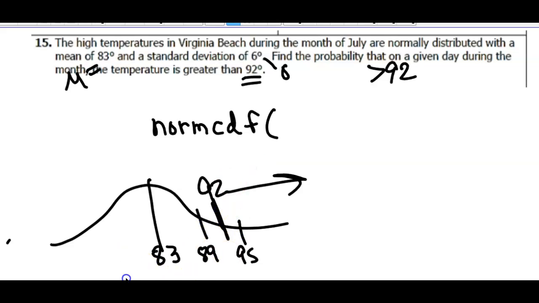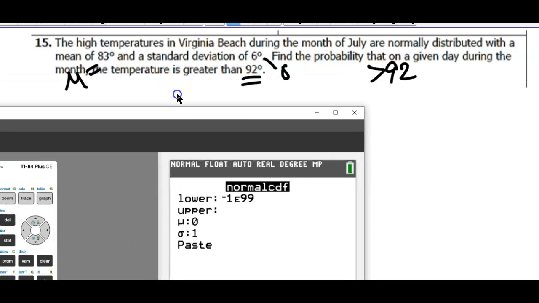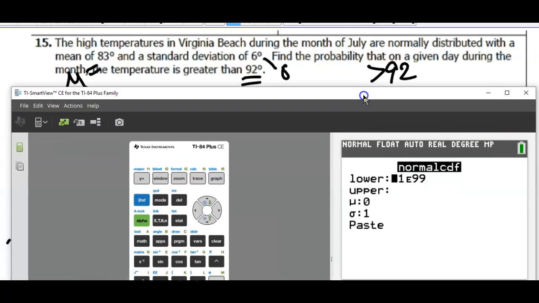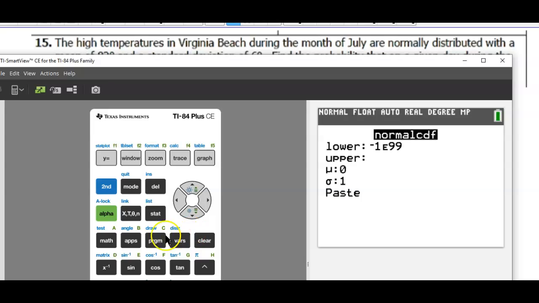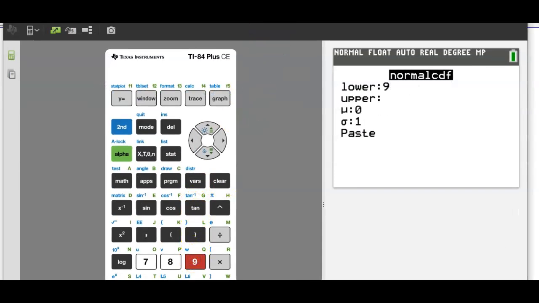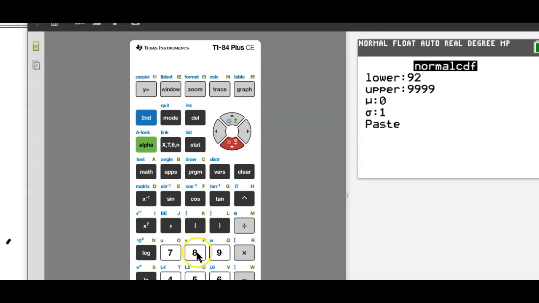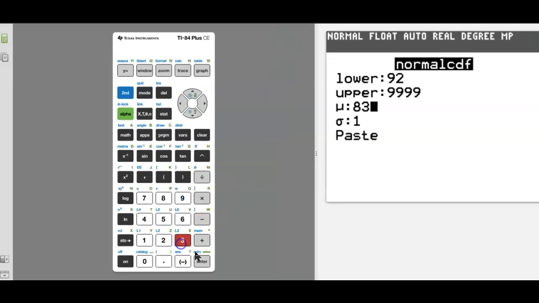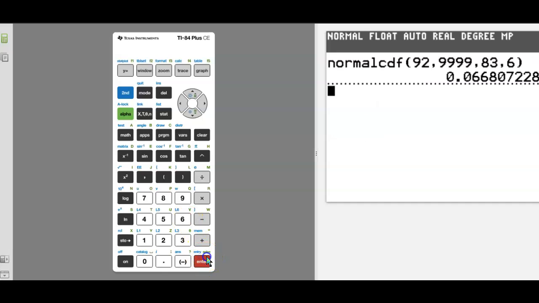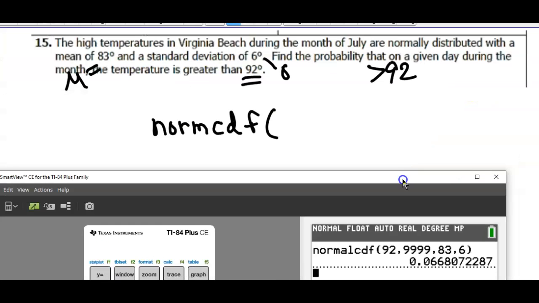And I specify in the questions, even on the quiz, whether you need to use this or the empirical rule. We're just doing this for exposure this year, guys. So greater than 92 means 92 is actually our lower limit. And then we're kind of tricking the calculator, so we're going to tell it the upper limit is... Now you could actually take the mean and add 4 standard deviations, or you can just put a really high number in there. I'm going to put 99999. And then the mean for this problem was 83, and the standard deviation was 6. And then if we hit enter a couple times, it will tell us the probability here is just 0.067 or 6.7%.